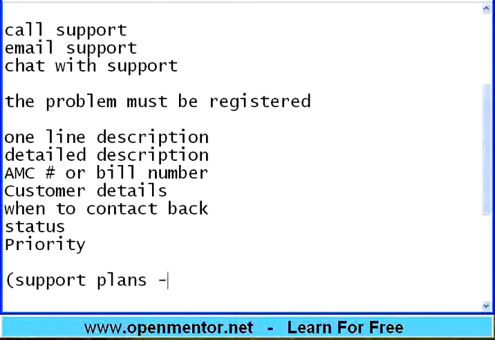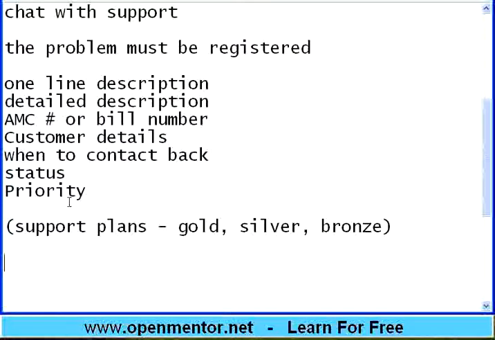Support plans meaning like gold support, silver support, bronze support, right? Typically the gold or platinum support will be like you need to respond back immediately within say 1 hour. Silver support may be within 4 hours, bronze support may be next day. Depending upon the plan the customer has purchased for the support, the priority also changes. So it is the responsibility of the vendor who sold the product or service to solve the problem as soon as possible based upon the plans the customer purchased.